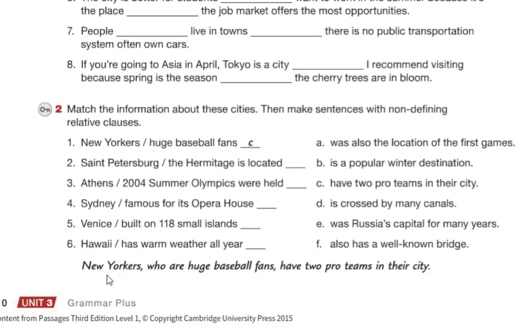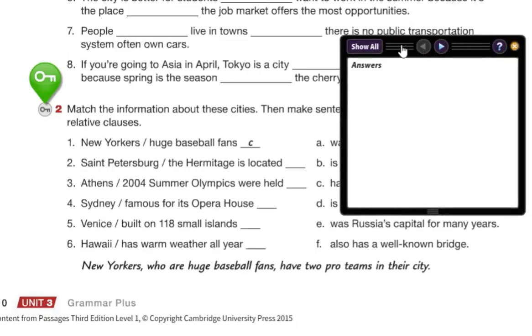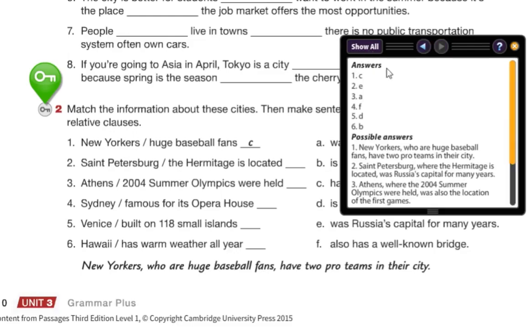Okay, look at the example. New Yorkers, who are huge baseball fans, have two pro teams in their city. So we are now working with non-defining clauses. Remember that non-defining clauses need to have commas. In contrast, defining clauses don't. Okay, so now pause the video at this moment. You can write down your answers in your notebook, or you can print out the screen, and here are the answers.